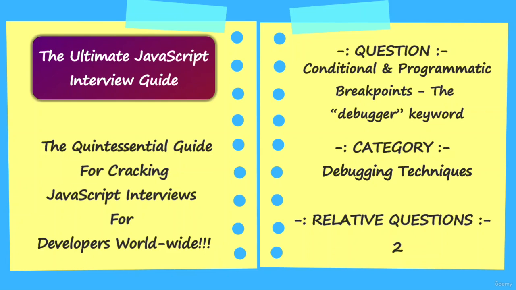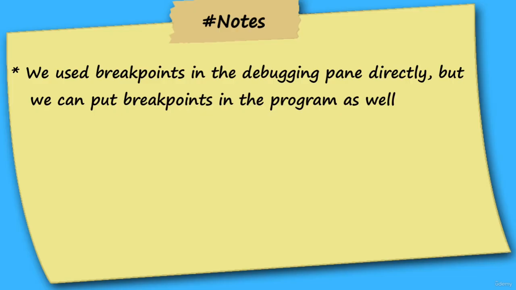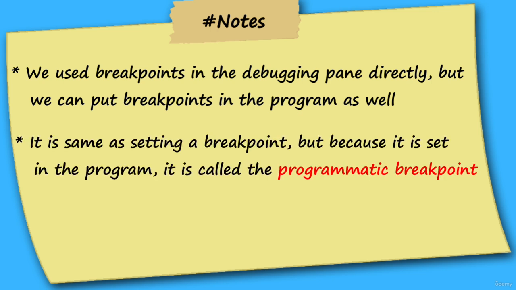Let us now see how to use conditional and programmatic breakpoints. There are two relative questions in this topic. We used breakpoints in the debugging pane directly, but we can put breakpoints in the program as well. It is the same as setting a breakpoint, but because it is set in the program, it is called the programmatic breakpoint. The syntax is the debugger keyword.